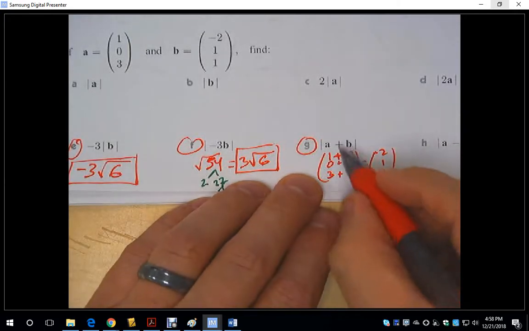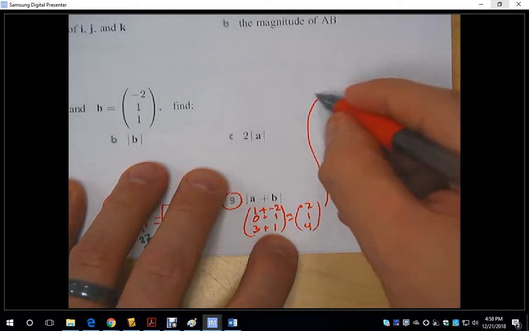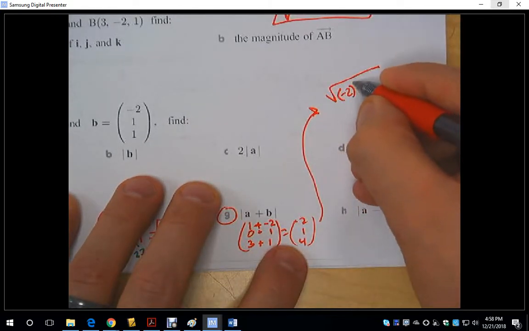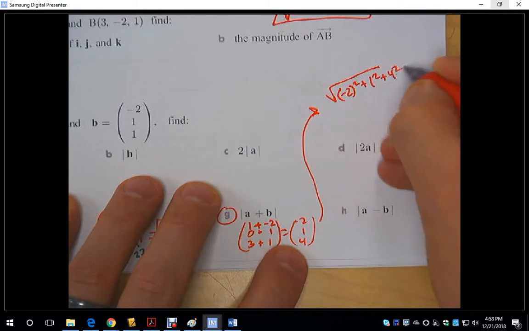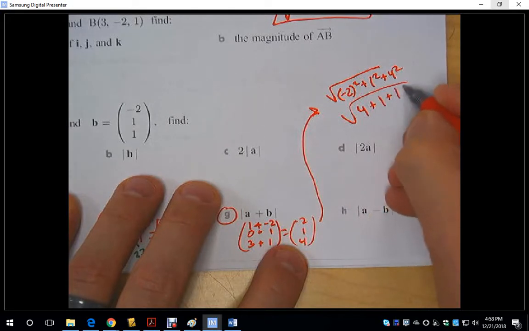But now I want to find the magnitude of this vector. And the magnitude of this vector, well, let's make sure we have enough room. So we have the square root of negative 2 squared plus 1 squared plus 4 squared. Negative 2 squared is 4 plus 1 plus 16.